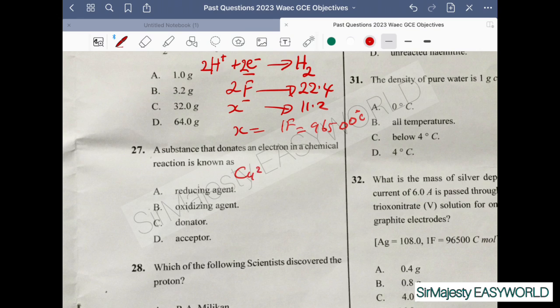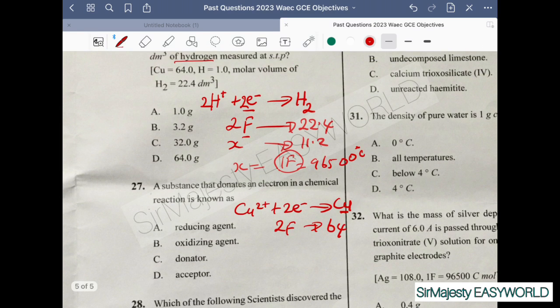So what do we have? See what I did. Cu²⁺ + 2e⁻ will give you Cu. Therefore, this 2e⁻ means 2 Faraday. And that will give us 1 mole of copper. And changing this copper to mass, 1 mole of copper is 64. It is given. Therefore, the quantity that was supplied was 1F and not 2F. So if 2F gave us 64, it was 1 Faraday that will liberate 11.2.